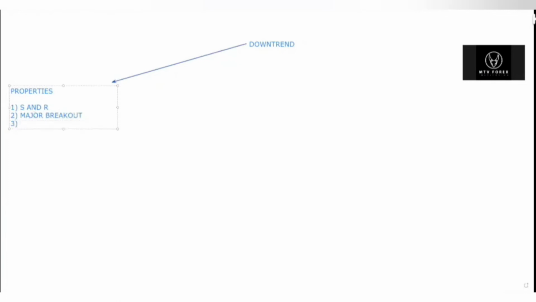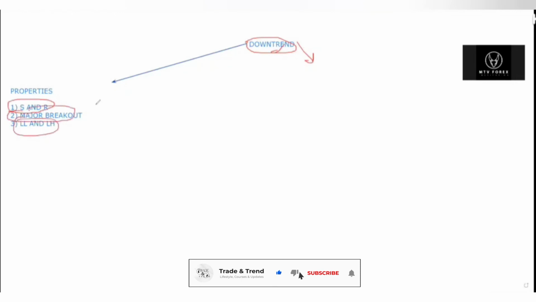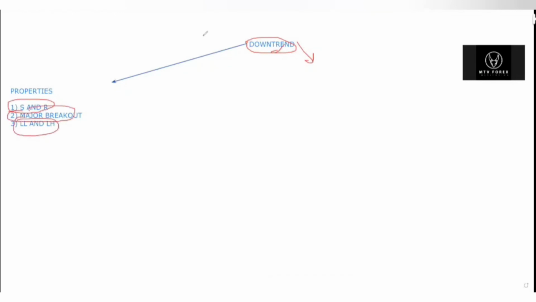It also has support and resistance, lower lows and lower highs. I feel like these are the 3 major ones, the 3 useful ones that you can talk about now. Understand? So what I want to tell you guys here is that a downtrend refers to whenever the market is pushing to the downside. So we still have the support and resistance, we still have the major breakout, and we still have the lower lows and lower highs. So the same rules still apply.